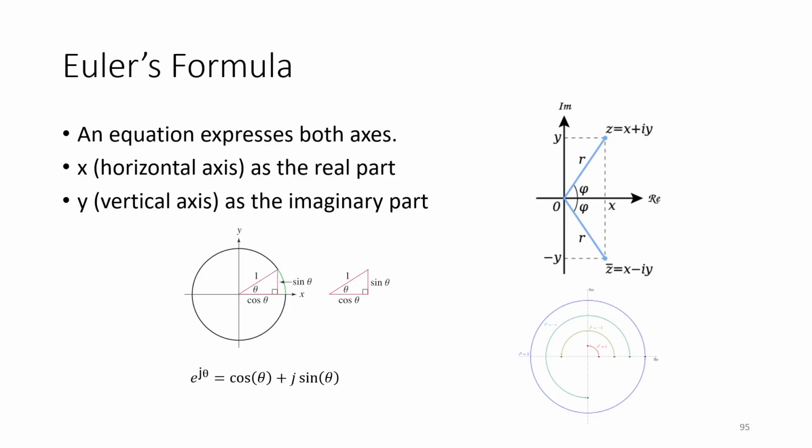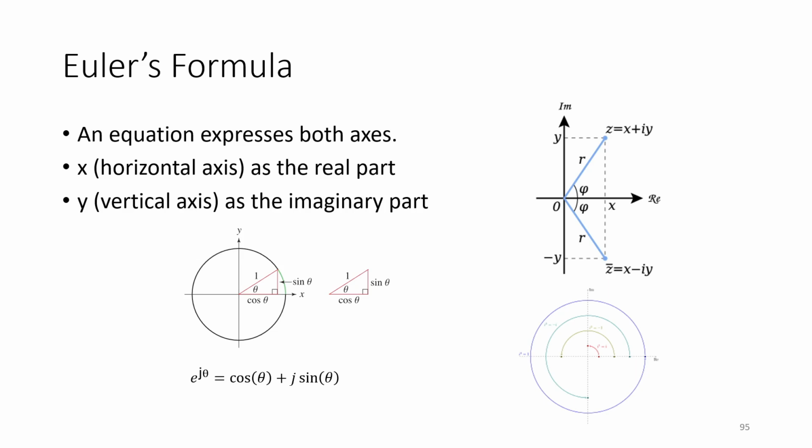Okay, let me talk about Euler's formula. We are very used to the real domain. However, there is another domain called the complex domain, and the real domain is just a part of the complex domain. If we express it mathematically, the horizontal real x-axis represents the real part, and the vertical y-axis represents the imaginary part.